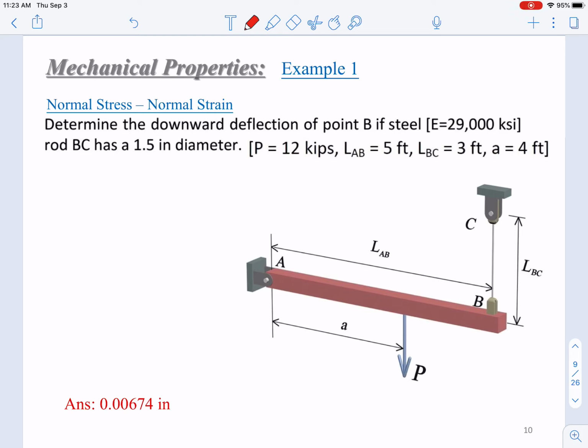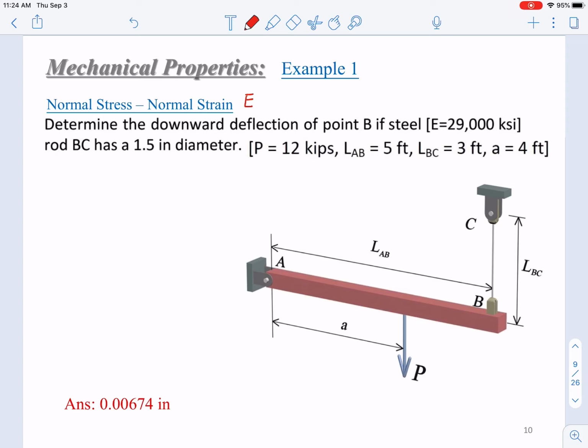In example 1 today, we will look at the normal stress, normal strain correlations. We have known that normally we use a modulus of elasticity, or E, to describe this correlation. In this example, you are requested to determine the downward deflection of point B if the steel rod BC has a diameter of 1.5 inch. Here the P is given, LAB, LBC, and A have been given.